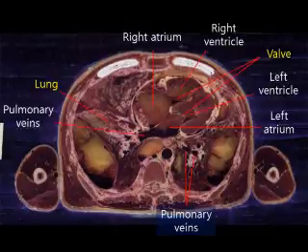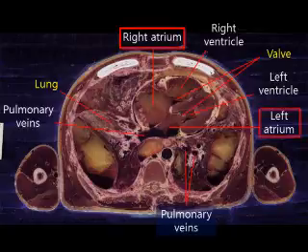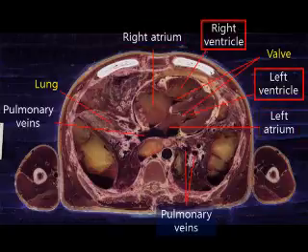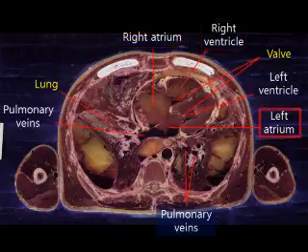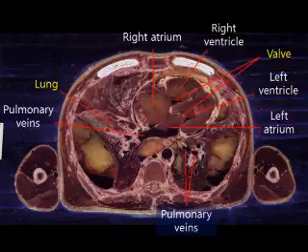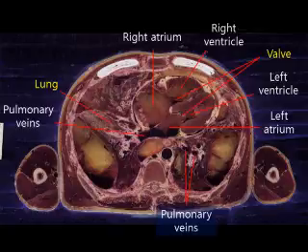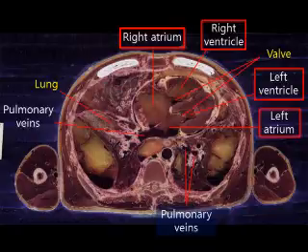In the heart, there are 2 atria and 2 ventricles. Blood in the right atrium goes to the right ventricle, and blood in the left atrium goes to the left ventricle. To prevent the blood from flowing backwards, valves exist between the atria and ventricles.